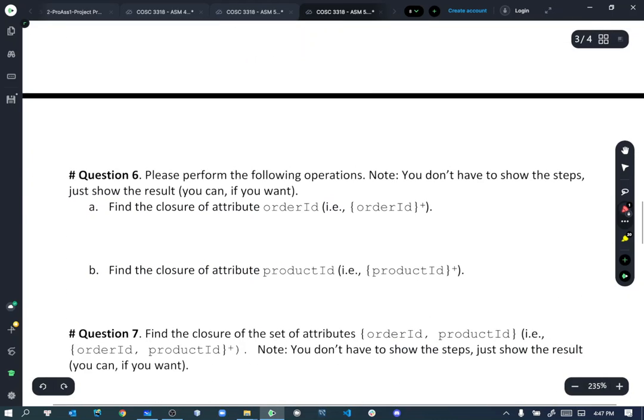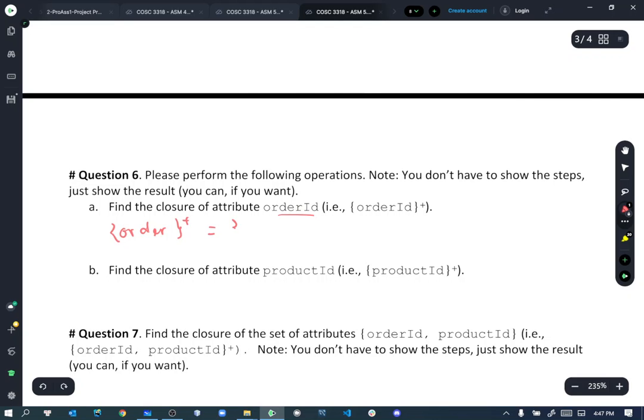Now we'll get to the questions. The first one is, please perform the following operation. You don't have to show the steps, just show the result, though you can show the steps if you want to. So find the closure of order ID, which means all the attributes that order ID can determine.